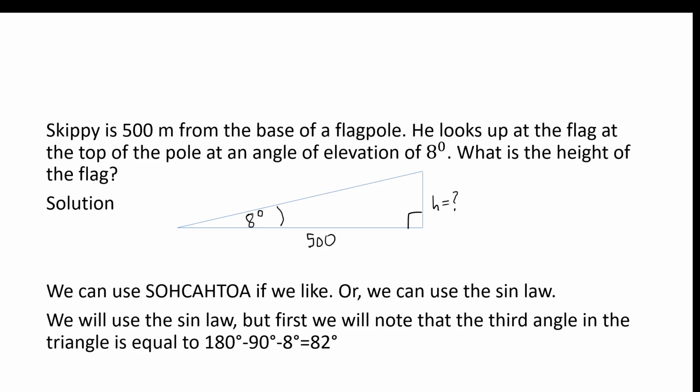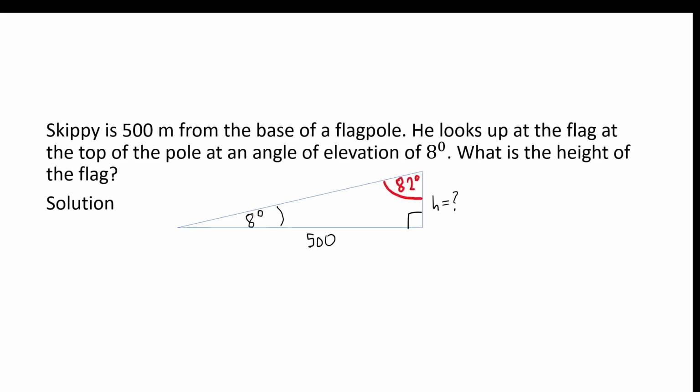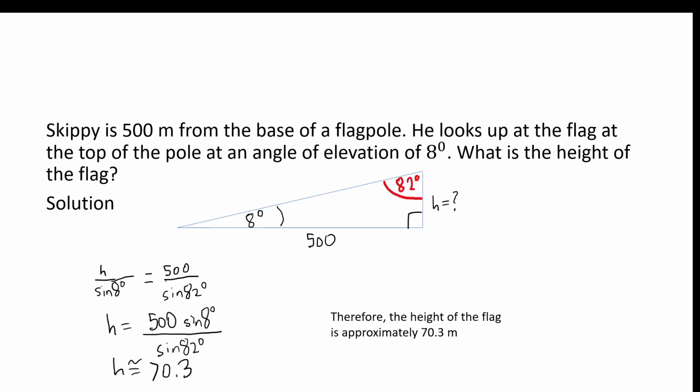Here we'll use the sine law, but first we're going to note that the third angle in the triangle is going to be 82 degrees. And so putting that in mind, we see that h over the sine of 8 degrees will equal 500 over the sine of 82 degrees. So h will equal 500 sine of 8 degrees over sine of 82 degrees, meaning h will end up equaling roughly 70.3. And we can say the height of the flag is roughly 70.3 meters.